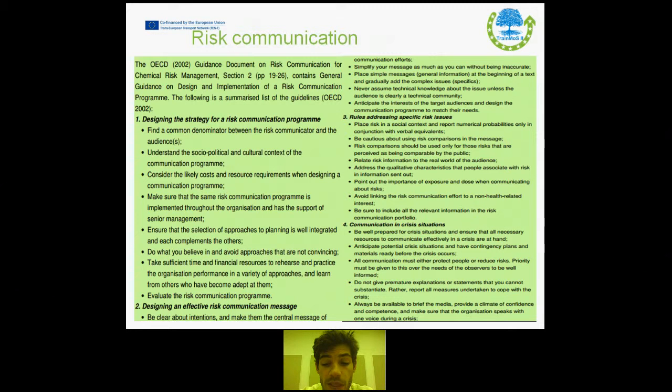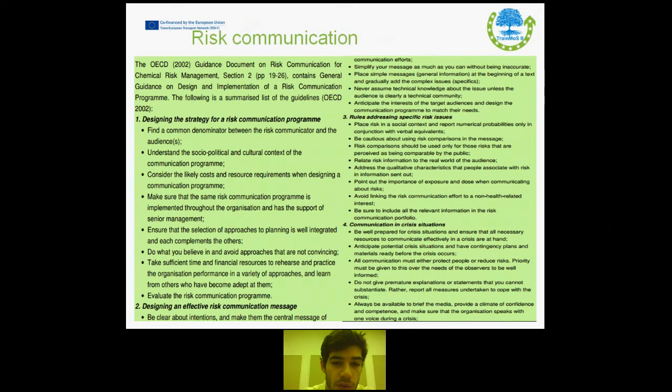All communication must either protect people or reduce risks. Priority must be given to this over the needs of the observers to be well informed. Do not give premature explanations or statements that cannot be sustained. Rather, report all measures undertaken to cope with a crisis. While finally, always be available to brief the media, provide a climate of confidence and competence, and make sure that the organization speaks with one voice during a crisis.